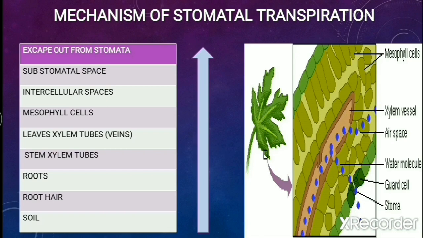So let us revise once again. First of all, water in the soil will come to the root hairs. From the root hairs, through the process of osmosis, from one cell to another, it will come into the roots. From the roots, it will come into the xylem tubes of the stem. That water is always carried upwards against gravity. So many forces will act together: the transpiration pull, root pressure, and cohesion and adhesion forces of water. As a result, the water slowly comes upward.